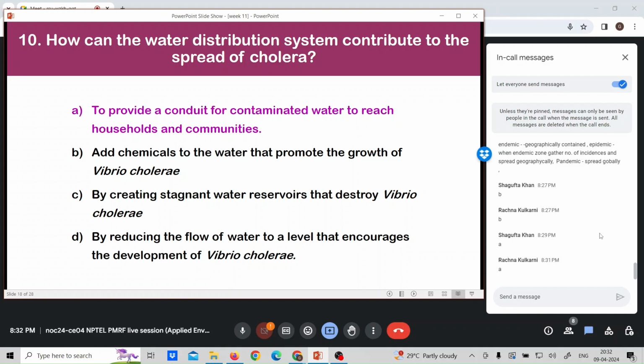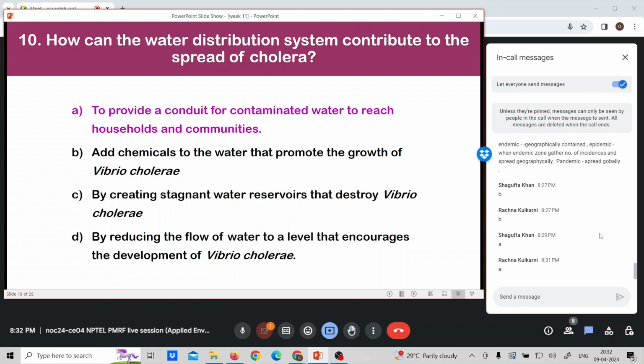Okay, so the answer is A. See, water distribution system in the sense it's the network or the line through which we distribute water to each of the houses or the buildings in an area. So in that case, it provides a conduit for water to reach all places.